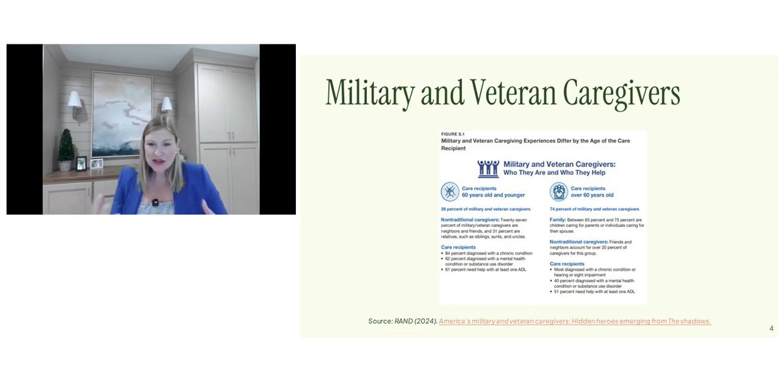I think it's interesting to compare these two groups because we do see some similarities, but also some differences. Those over the age of 60 are likely being cared for by a family member, like an adult child caring for a parent, or a spouse caring for their partner. Meanwhile, those under 60 are more likely to be cared for by a more non-traditional caregiver, maybe a neighbor, friend, or a relative like a sibling, aunt, or uncle.